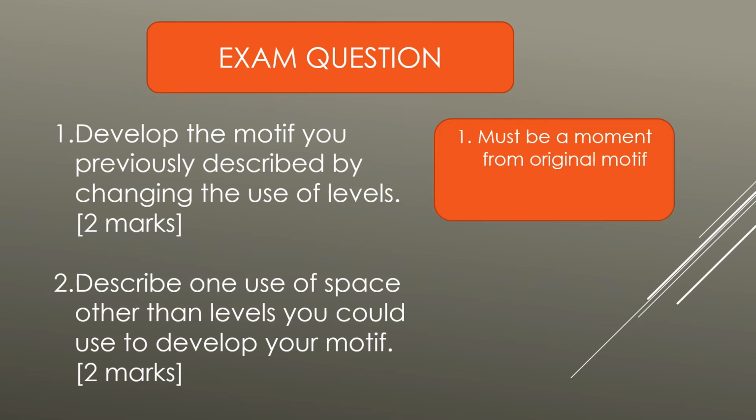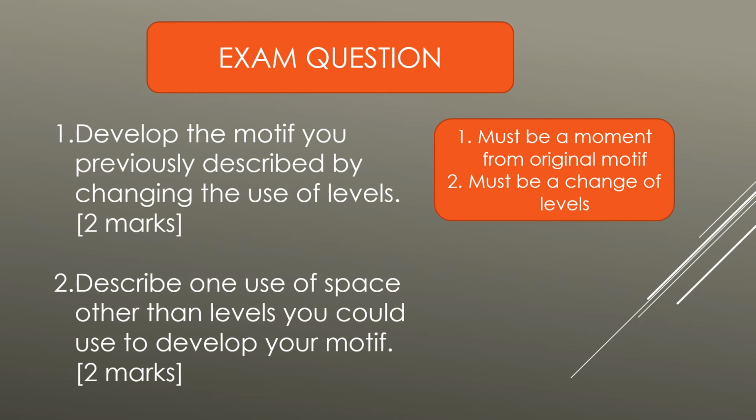So how are we going to achieve these 2 marks? It must be a moment from the original motif in the previous question. Must be some actions from that. And of course, you must have changed the levels. So you have to have picked one moment from the original motif and you have had to have changed its level.